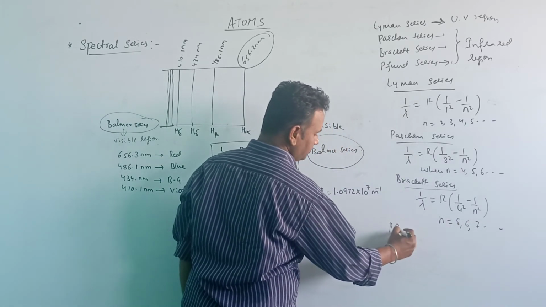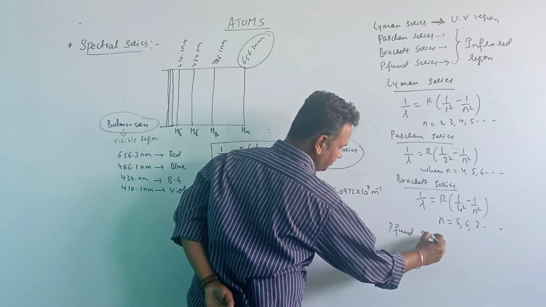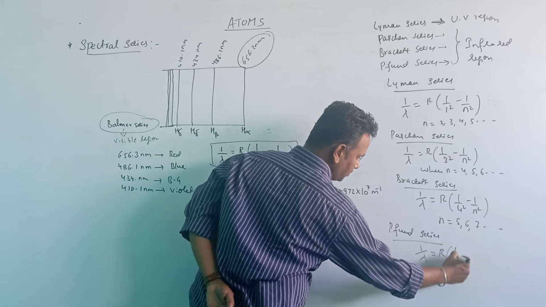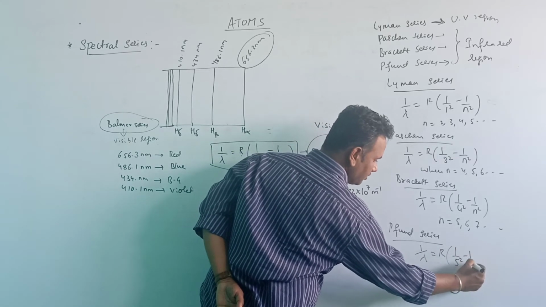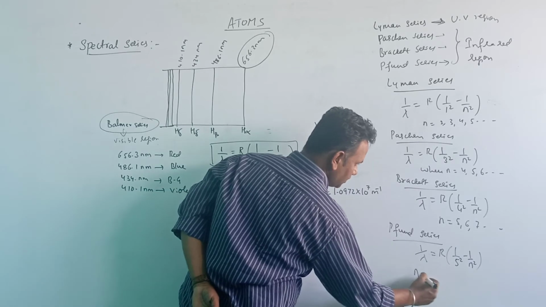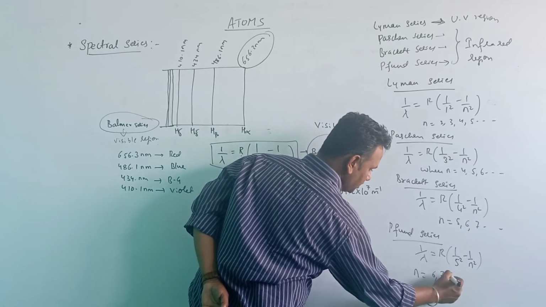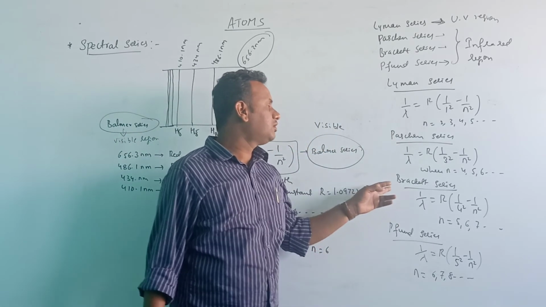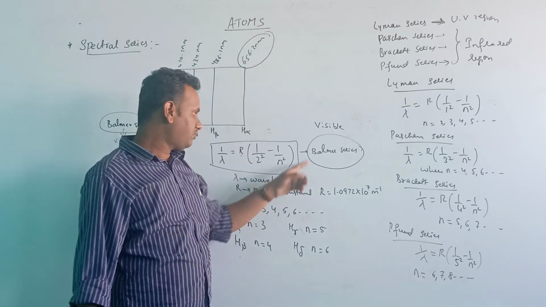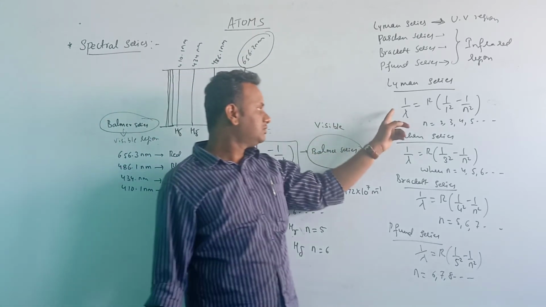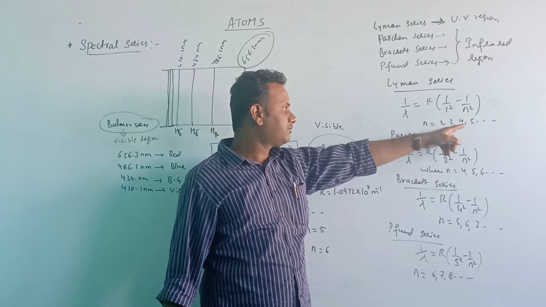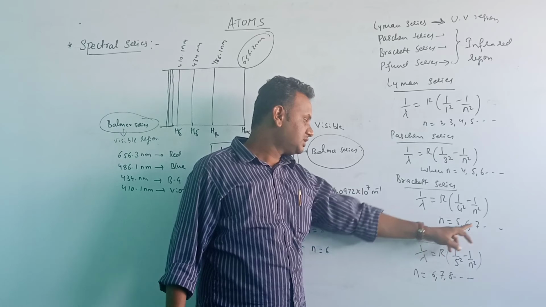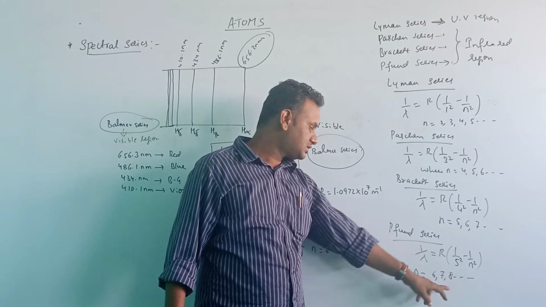Similarly for the Pfund series, we have 1 by lambda equals R into 1 by 5 square minus 1 by n square, where n equals 6, 7, 8. So these are the empirical formulas for the different series. For Lyman, n equals 2, 3, 4; for Paschen, n equals 4, 5, 6; for Brackett, 5, 6, 7; for Pfund, 6, 7, 8.